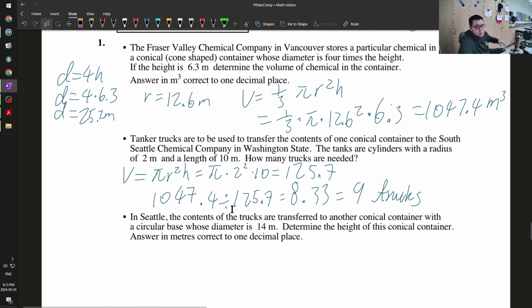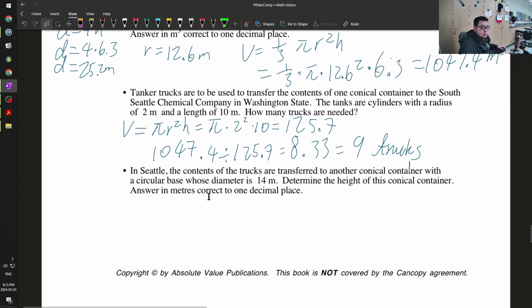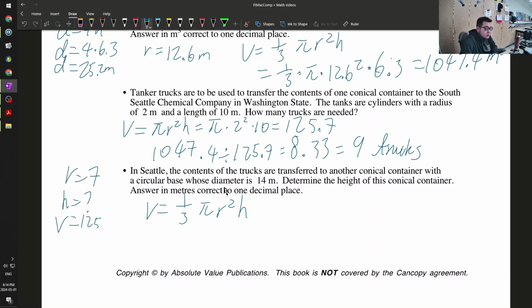In Seattle, the contents of the trucks are transferred to another conical container with a circular base whose diameter is 14 meters. Determine the height of the conical container. Answer in meters, correct to one decimal place. Okay, so the content of this one truck is 125.7, so V is equal to 1/3 pi r squared h. What is my radius? Radius equals 7. I want to find the height, and I know my volume is equal to 125.7.